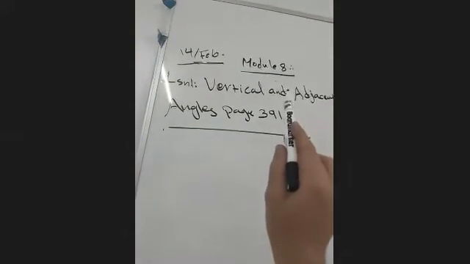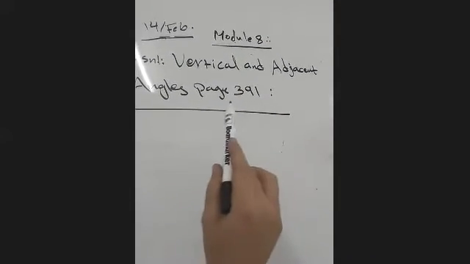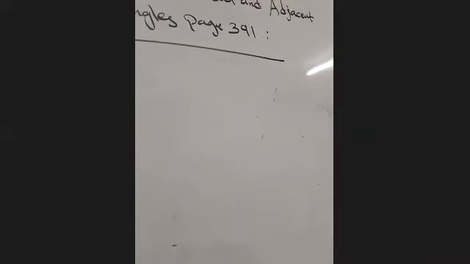Thank you, guys. Now let's start with our lesson here. And I want you, please, guys, leave everything and just focus with me here. Now our lesson is module 8, lesson 1, vertical and adjacent angles, page 391. Open your book, leave it beside you, and come with me here.